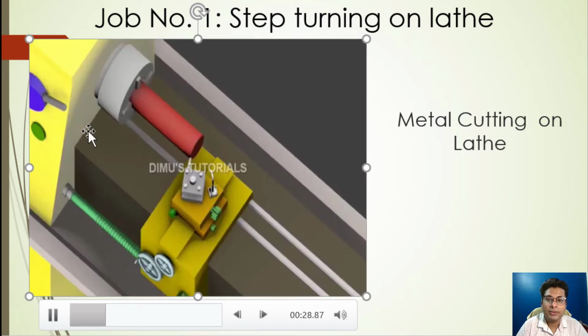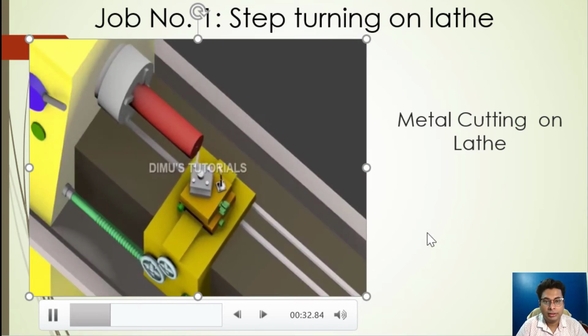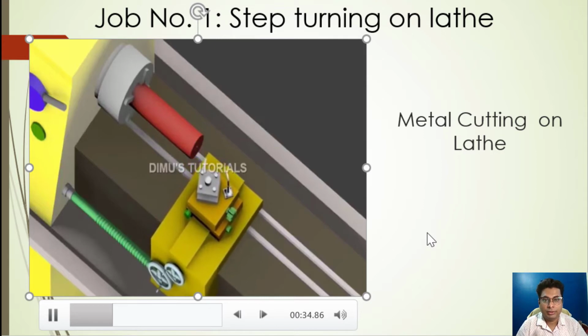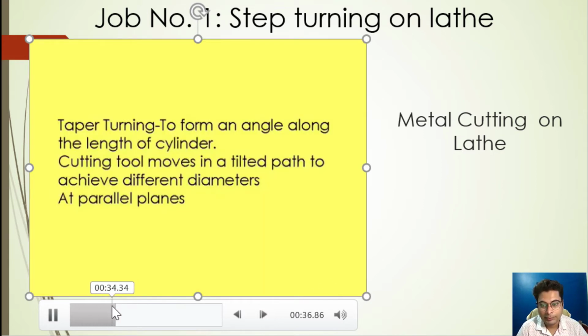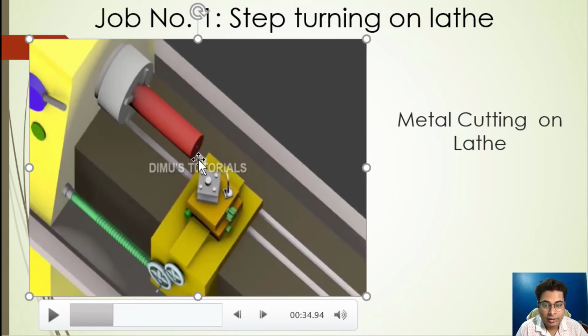Then comes facing. Facing is about reducing the length of the job. This length is reduced. So material removal occurs from the face of the shaft. So it is known as facing operation.